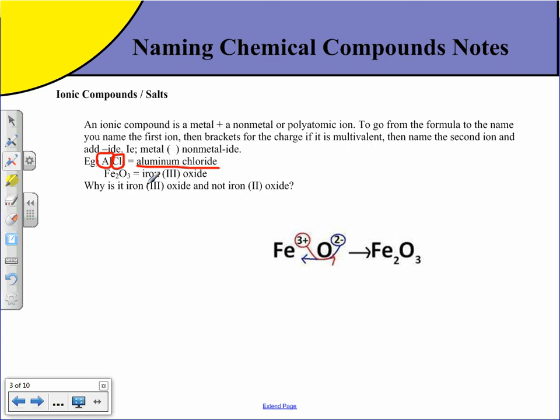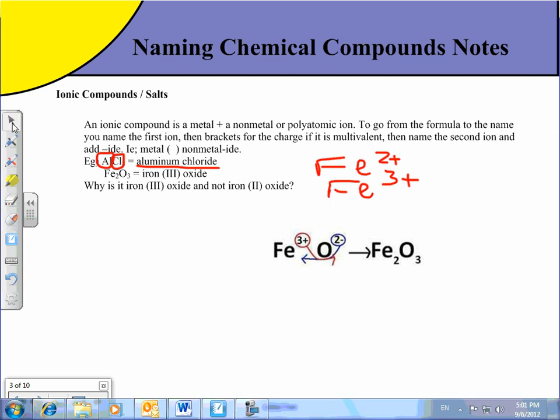Now iron has two different forms. It comes in the Fe2+ or the Fe3+. If you look in your periodic table, you'll find both of these. Essentially, the reason why it is iron(III) oxide and not iron(II) oxide is because the charges are actually coming from the periodic table.